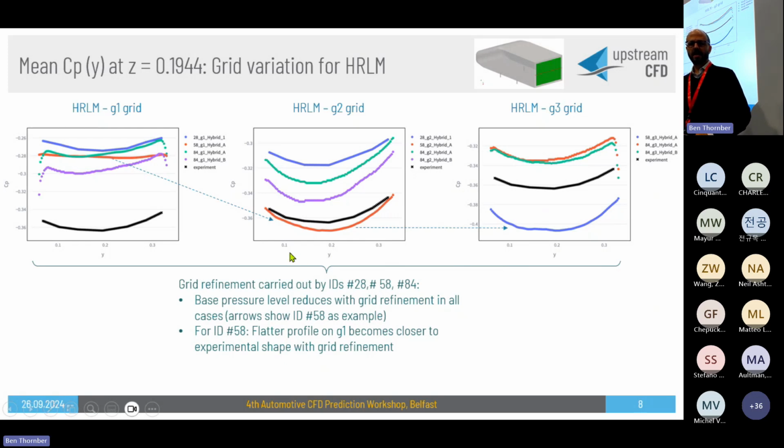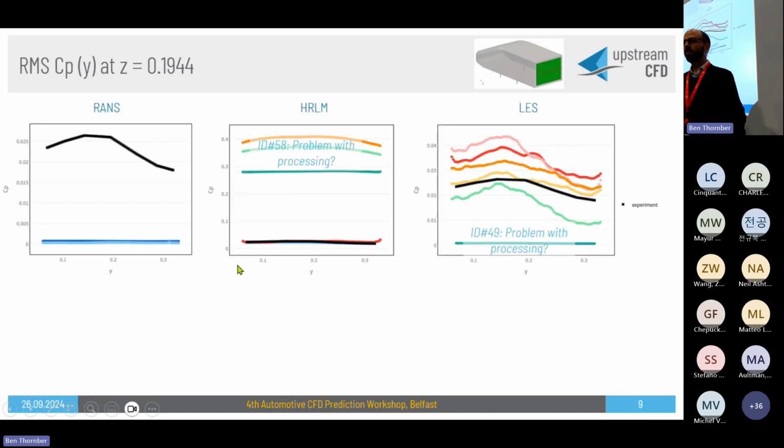Also, the one with a flatter shape, so this is number 58 again, becomes a lot more similar to the experimental shape as the grid is refined. So finer grids seem to improve things. That's not always the case.